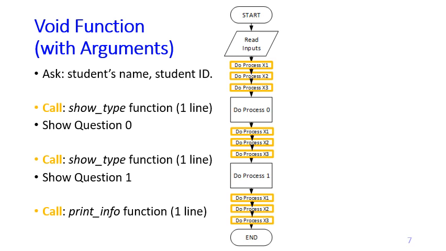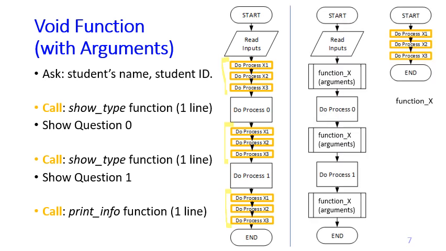Similar to before, we are going to simplify our code by moving these 3 repeated processes into a function, such that they will be performed inside the block of the function. Okay. However, there is something different here from before, because the process inside the function needs the information about the student's name and student ID. So that's why instead of just calling the function, we also need to send arguments into the function.